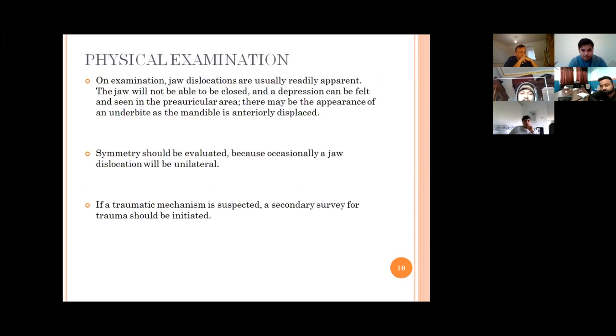On physical examination, jaw dislocations are usually readily apparent. The jaw will not be able to close, and a depression can be felt and seen in the preauricular area. There may be the appearance of an underbite as the mandible is anteriorly displaced. While examining, we should also look for symmetry of the joint because it may be either unilateral or bilateral. And if a traumatic mechanism is suspected, a secondary survey is warranted to rule out any other fractures and injuries.